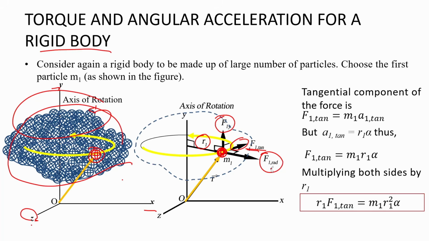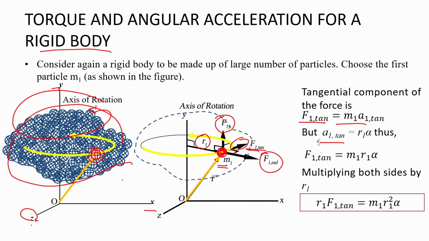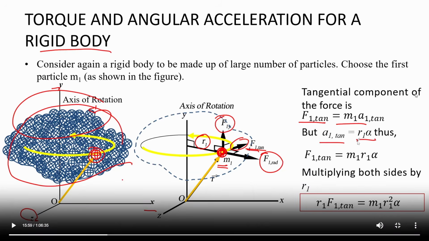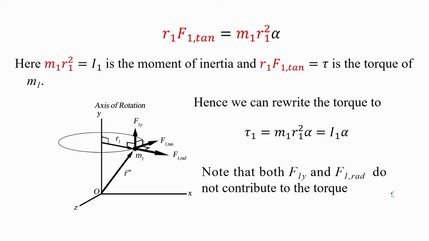y axis. So the tangential component is F1 tangential, which relates to the mass 1 times the tangential acceleration 1. But if you remember, the tangential acceleration in relation to angular acceleration is given as R1 alpha. So substituting this equation back, F1 tangential is M1 R1 alpha. Now, we multiply both sides by R1. So this becomes R1 F1 tangential and this one M1 R1 squared alpha. Why is that? Why did we multiply it? Then you can see in the next slide.